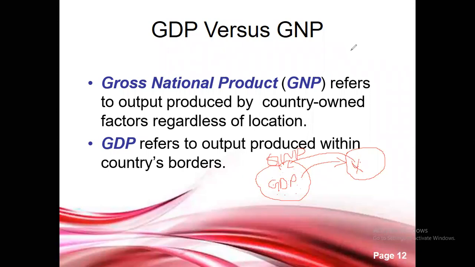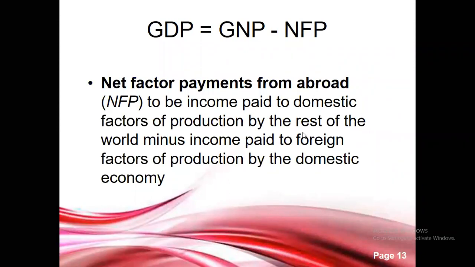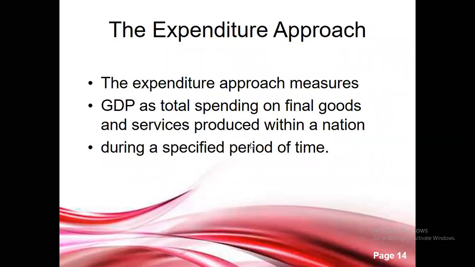I hope you understand the idea now. How can you calculate GDP with the help of this information? You must know the net factor payments. Net factor payments are income paid to domestic factors of production by the rest of the world minus income paid to foreign factors of production by the domestic economy, right? If you subtract it from GNP, you can get GDP as well.